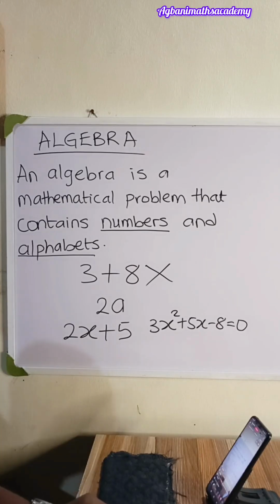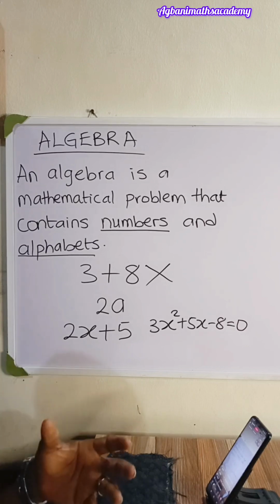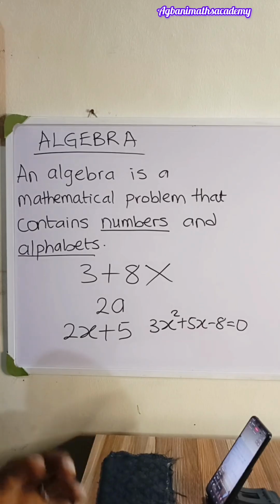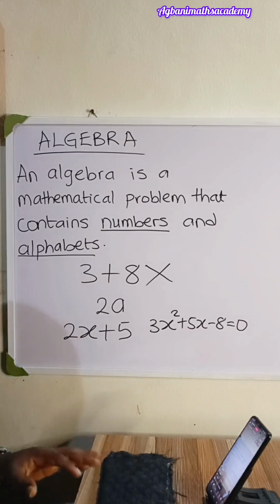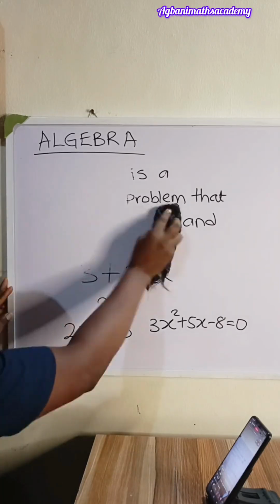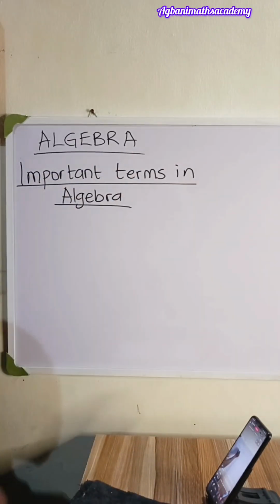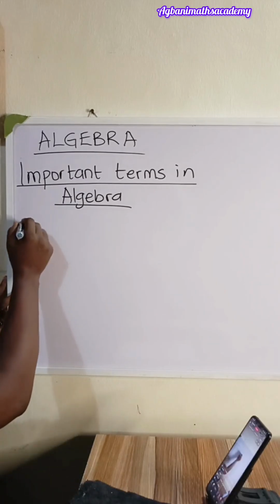Okay, so when solving algebra, we need to know about the various components or various terms in algebra. There are various things that make up an algebra. So that is what we are going to be looking at. Okay, important terms in algebra. Let's look at important terms in algebra. The first one is variable.